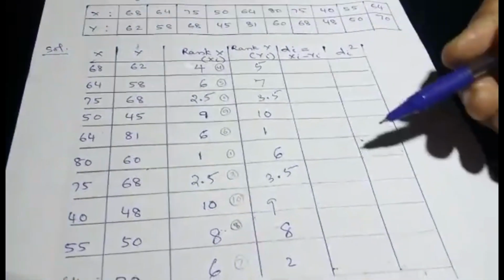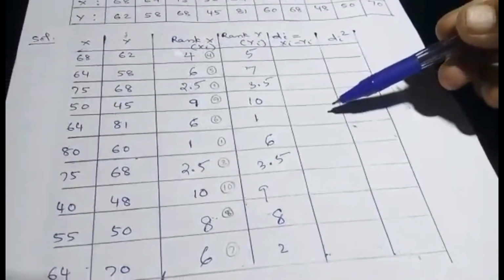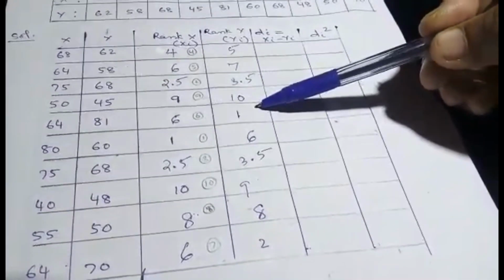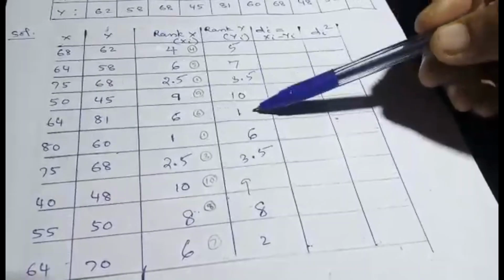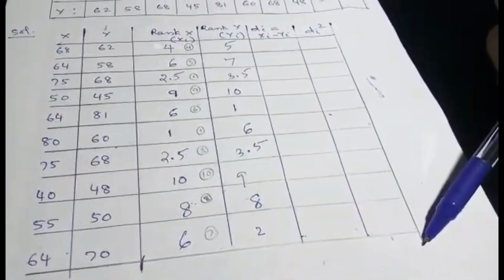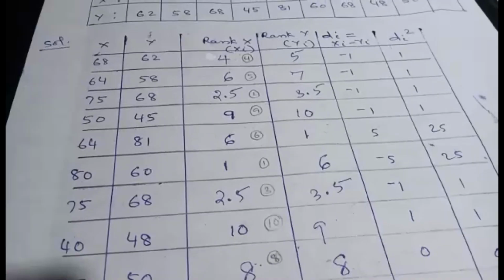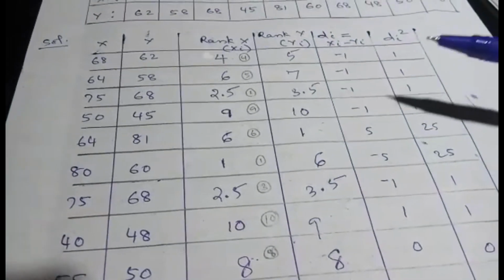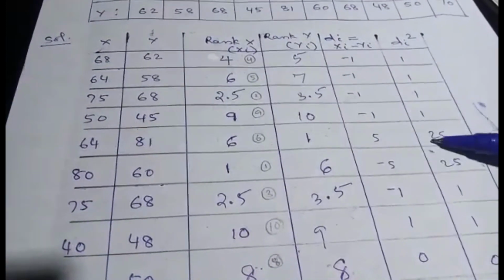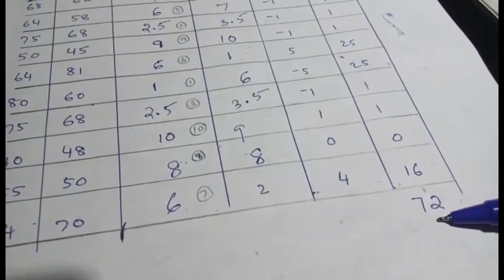So you have got the X ranks and Y ranks, and now you have to find the value of Di and Di square. Now these are the corresponding X and Y values. Xi minus Yi you will get Di, and then you have to find Di square, and then find sigma Di square. Now your table is complete: Xi, Yi, Di is equal to Xi minus Yi, Di square, and sigma Di square is equal to 72.